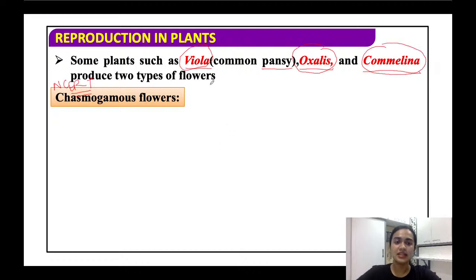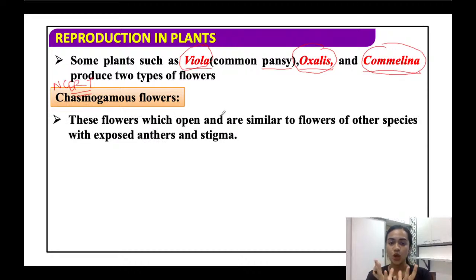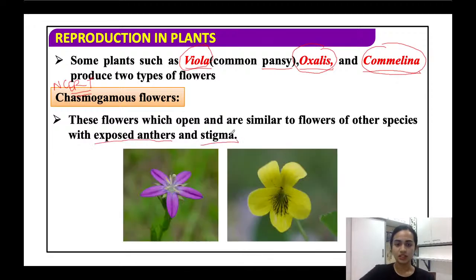They produce two types of flowers. Out of that, the first is chasmogamous flowers. These flowers are open. The petals are broad and open, so all the parts inside, that is the style, pistil, ovary, anther, everything is exposed to the environment. These flowers are similar to most flowers of other species with exposed anthers and stigma.